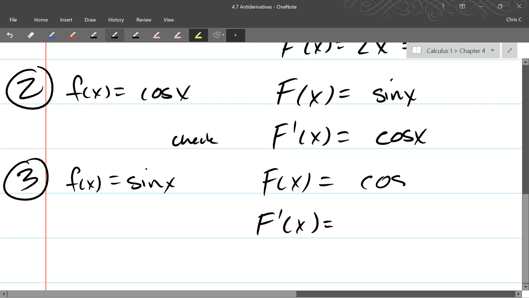So I'm going to guess cosine x. What is the derivative of cosine x? All right, so I was wrong. Negative cos x. So we'll try negative cos x, which will give us a negative negative sine x, or regular just sine x.